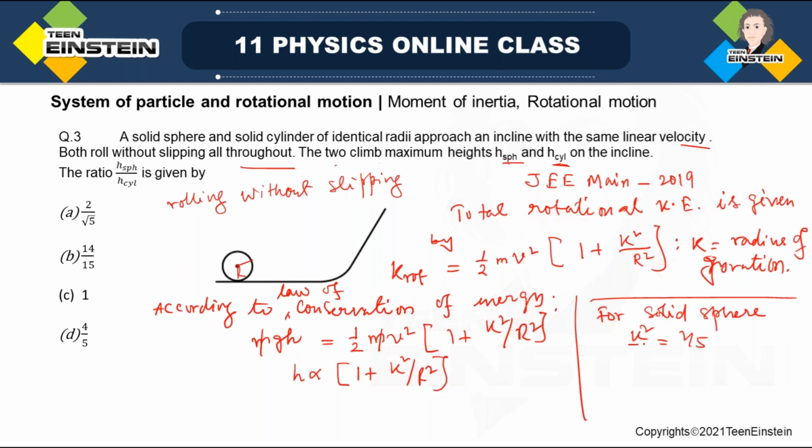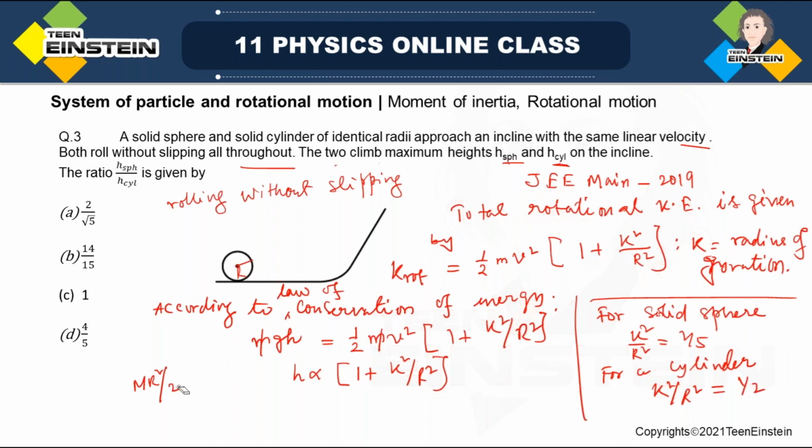So k square by r square is equal to 2 by 5 for a sphere, and for a cylinder, it is k square by r square. See, m k square here for a cylinder, the moment of inertia about its own axis will be m r square by 2. Okay, m r square by 2. So k square by r square will be half.